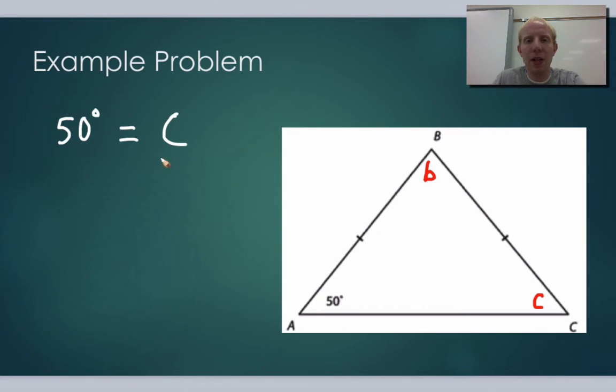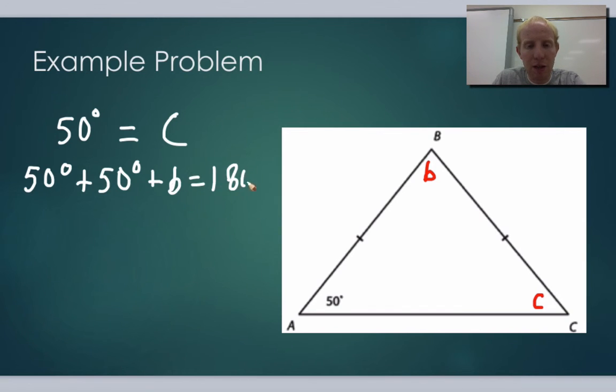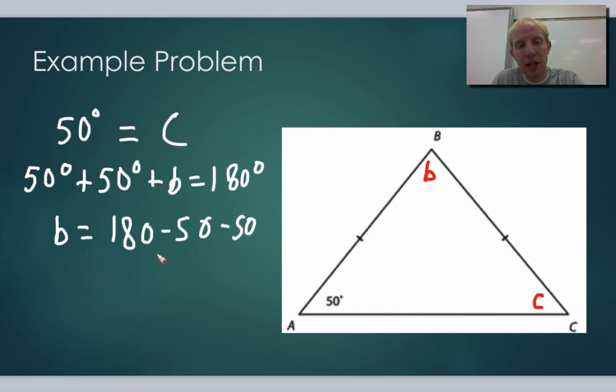Okay? Now we can use the triangle sum theorem to finish off this case, because we know that 50 plus C plus B gives us 180. So 50 degrees plus C, which is also 50 degrees, plus B gives us 180 degrees. Okay? So B is going to be equal to 180 minus 50 minus 50. If you put that in your calculator, you'll find that B is equal to 80 degrees. Okay? So there we go.